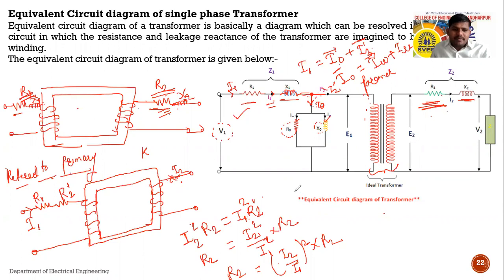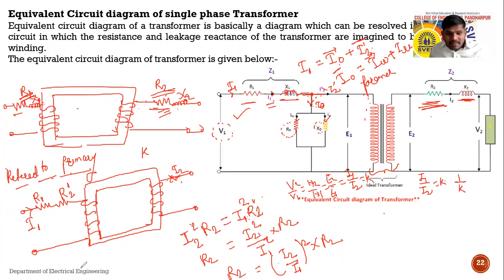Transformation ratio, 1 upon K. That means V2 divided by V1 is equal to N2 divided by N1, equal to E2 divided by E1, equal to I1 divided by I2, equal to K. So I1 divided by I2 is equal to K, and I2 divided by I1 is the reverse of that. It's nothing but 1 upon K.